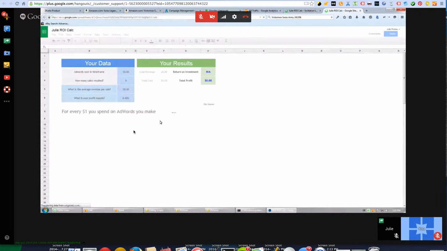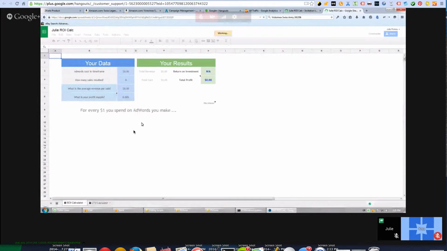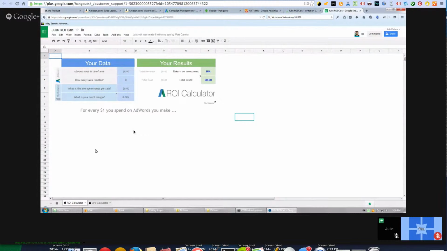Okay. And what this is going to be, there's two calculators in here. The first one we're looking at is just a transactional return on investment, and I want to go through this with you. What's nice is we have that e-commerce data, so we're going to be able to plug in actual data specifically into here.